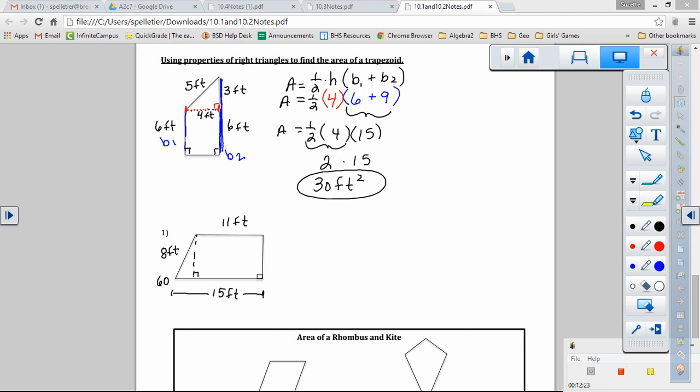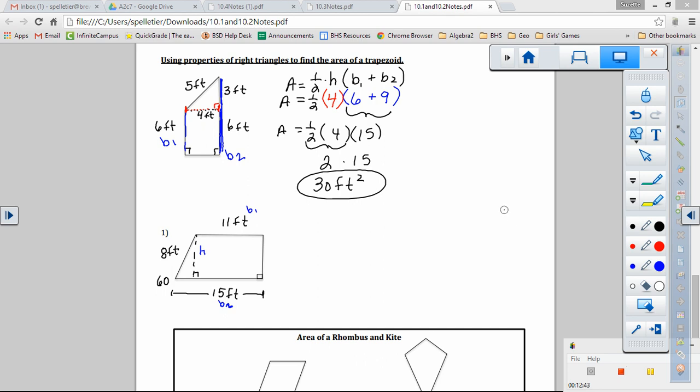So we have a little bit of a problem. We have base 1, all good there. We have base 2, all good there. But we don't have the height right here. We're missing the height. Base 1, base 2, but we don't have the height. So how do you find the height?